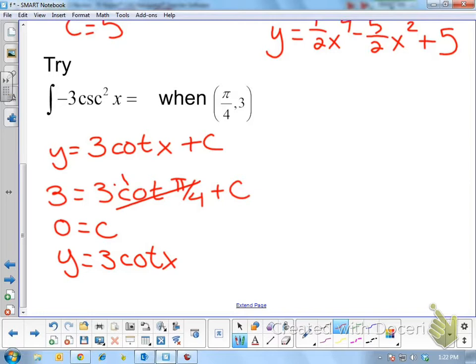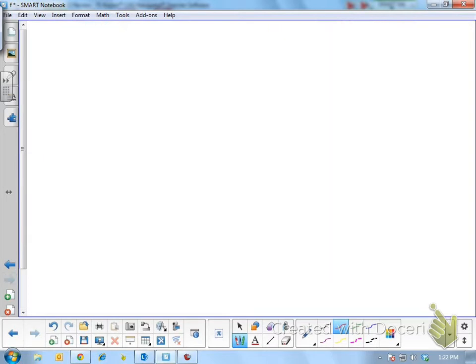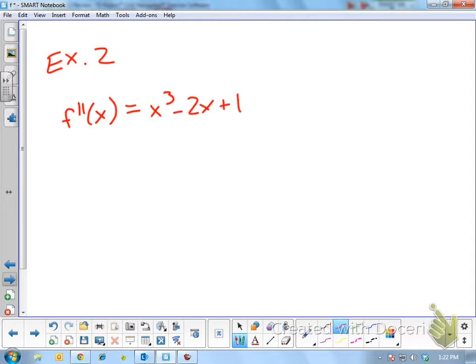So I could do this in multiple steps. What if I gave you f double prime, and 2 initial conditions? I gave you what we knew about f prime and what we knew about f. So let's say f double prime of x is x cubed minus 2x plus 1. And we know f prime of 1 is 0, I was looking at the wrong line, and f of 1 is 4.